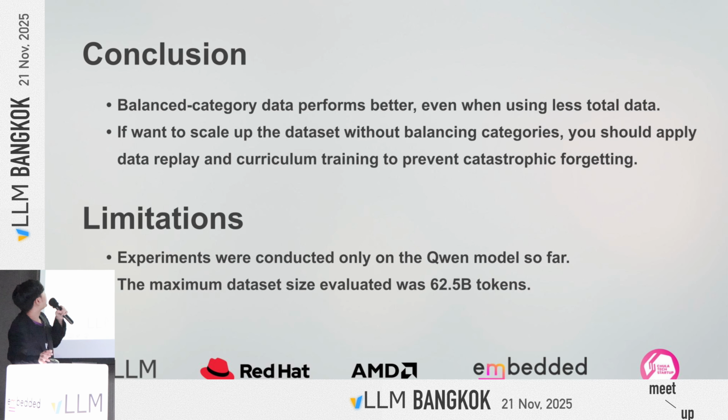So the conclusion is, if you can balance the categories, you should balance them. It's better even when using less total data. And if you want to scale up the data, you need to apply replay and curriculum data training to prevent catastrophic forgetting. The limitation of this experiment is that we use only Qwen and the maximum data size is only 52 billion tokens. Thank you.